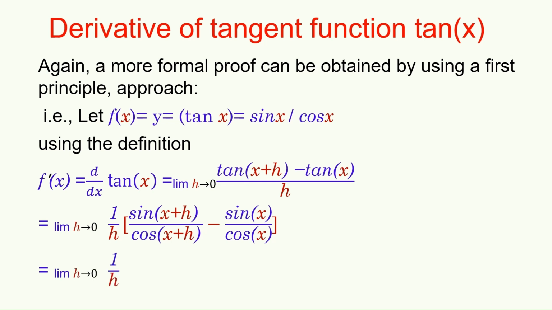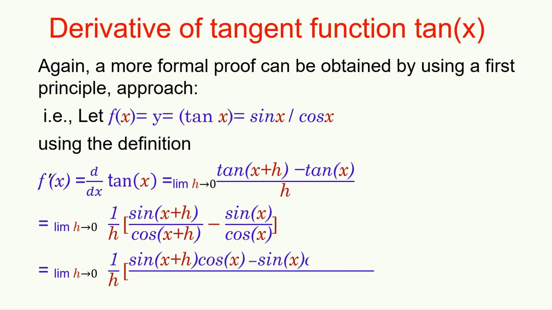Solving the fractions of sine and cosine further, equals limit as h tends to 0 of 1/h in bracket [sin(x + h) cos x − sin x cos(x + h)] / [cos x cos(x + h)]. To solve, we will use the identity sin(a − b) = sin a cos b − sin b cos a.